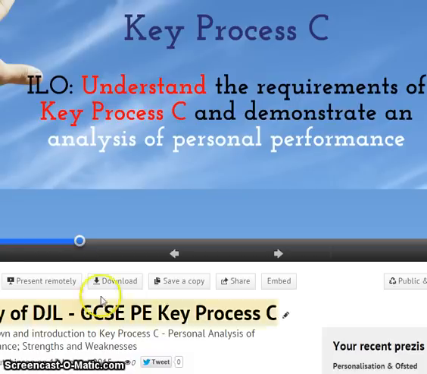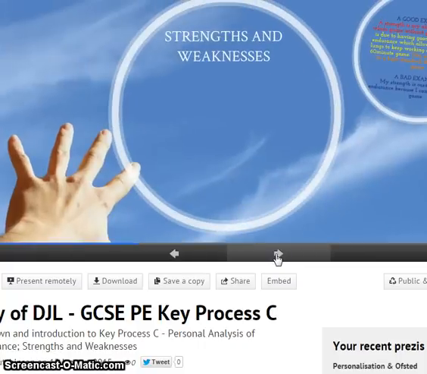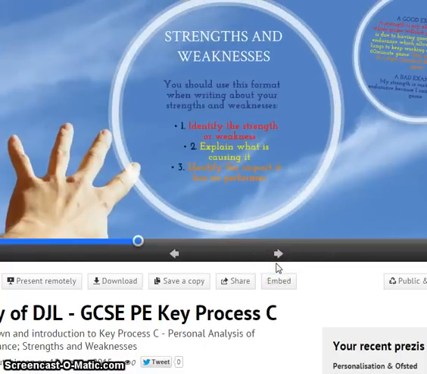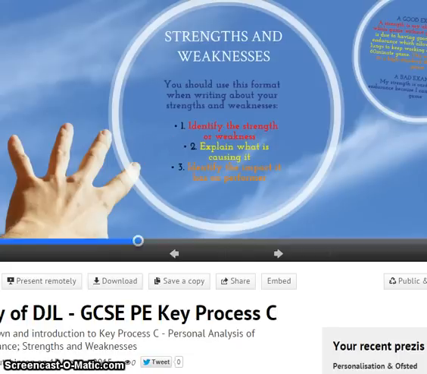So if we have a little look here, we've got this fantastic Prezi by Mr. DJL, so thank you very much for the help with that, and we're concentrating on the strengths and weaknesses. Now it talks about us trying to use 3 areas to actually show what our strengths and weaknesses are. So we need to identify what our strength or weakness is, explain what the cause of it is and why it's happening, and then identify why it is having an impact on the performer. So try and get those 3 areas into your head: identify, explain, and then justify the reason why it has an effect on the performer.